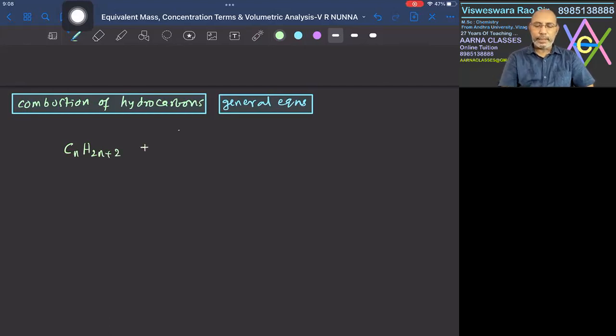To burn this alkane, I need oxygen, that is nothing but O2. Once the hydrocarbon completely burns in oxygen, you will get carbon dioxide and H2O. Now you see, you have to balance the equation. Remembering the balanced chemical equation by heart is difficult, and you may not remember it in the examination, right? So instead of learning it by heart, you have to balance the equation.